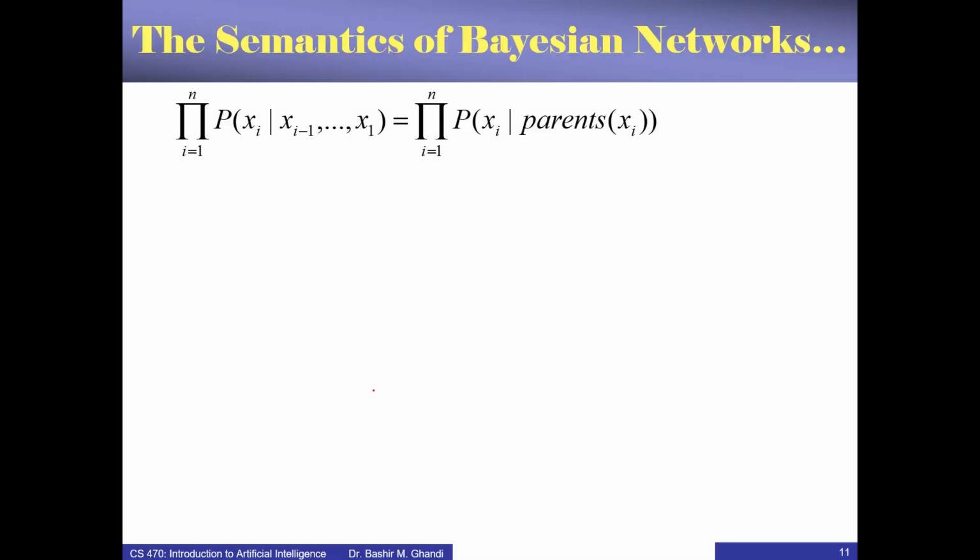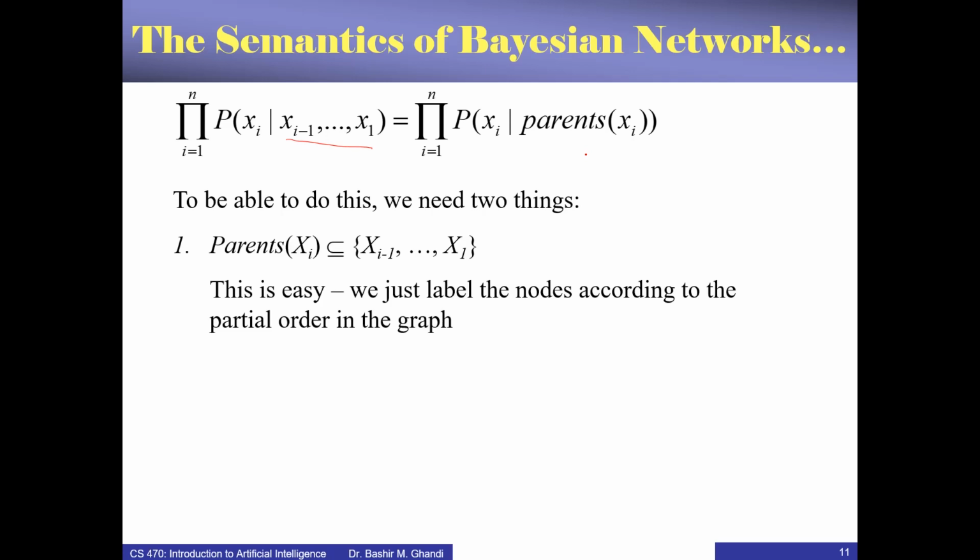So why is the probability of the product of P of xi given the rest of the x equal to the product of the probability of xi given the parents of xi? For this to be true, we need to do two things. One is that the parent of xi must be a subset of the random variables xi minus 1, xi minus 2, until x1. And this can be easily done just by labeling the nodes according to the partial order in the graph. Okay, so this is not an issue.